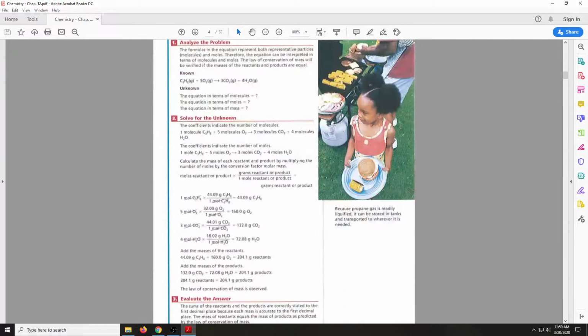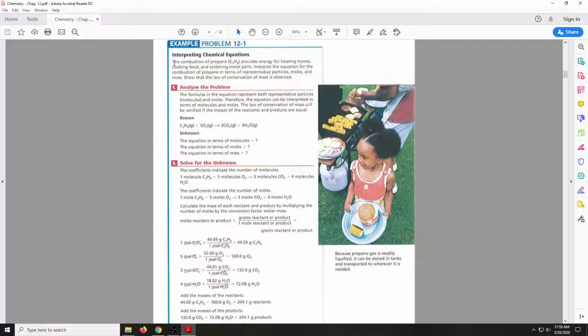Let's look at another example. Let's look at burning propane. Okay, so that you heat your home with that, you cook food with that, you can do some machining with that. So let's burn some propane, and let's see if it follows the law of conservation of mass. Now we know if it's a balanced equation, we know it's going to already, but let's prove that we know that by using stoichiometric calculations.